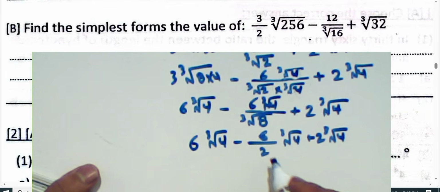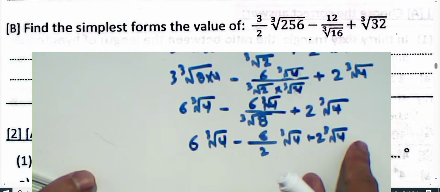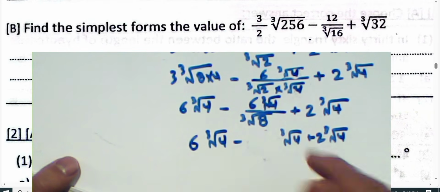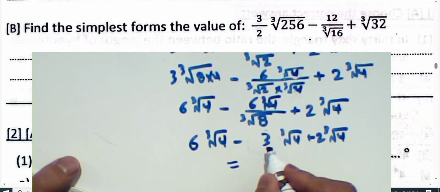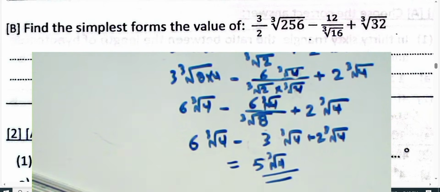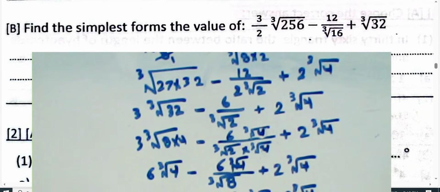You can find the answer here. Cubic root of 4, all the same terms. 6 divided by 2 equal 3. Then 6 minus 3, 3, 3 plus 2 equal 5. Then the answer will be 5 cubic root of 4. Is the last step. Okay, it's important questions. Okay, my students, you must study hard these questions. Next question.